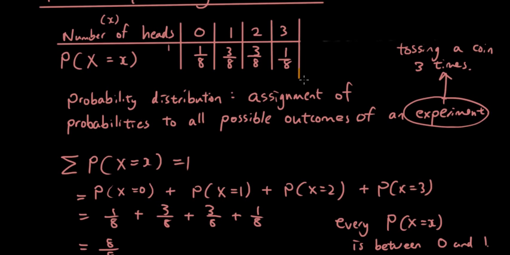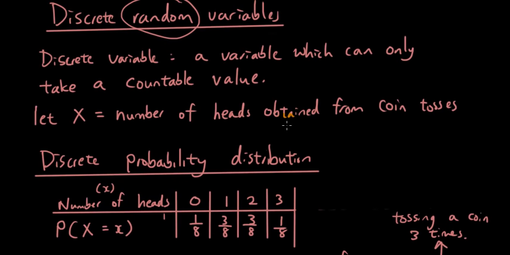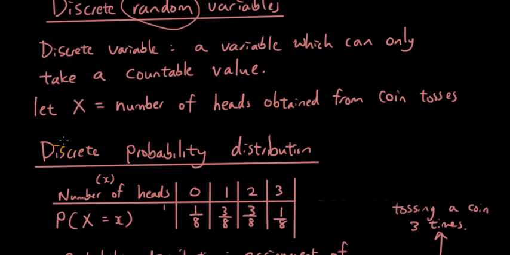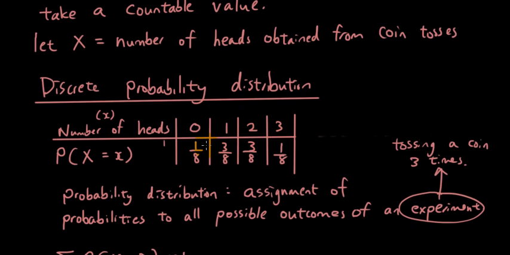Okay, so that concludes our first probability lesson. If you have some idea of what is a discrete random variable, which is x, which is the number of heads obtained from a coin toss, or the number of picture cards drawn from a deck of cards, these are all discrete random variables. And then a discrete probability distribution is assigning probabilities to these discrete random variables.